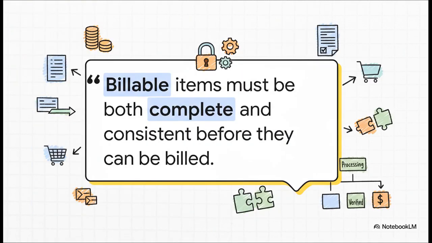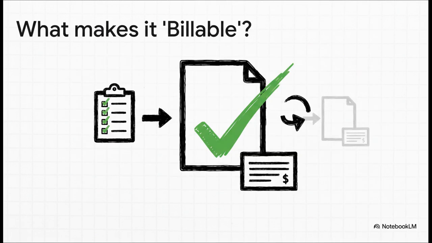Now, the rules to get here are really strict, and for a very good reason. The system demands that these items are both complete and consistent before anything else can happen. Think about it. When you're about to create an invoice, there's absolutely no room for error. So, to earn that billable status, every single required field has to be filled in and correct. No exceptions. At this point, it's ready to be fed directly into the billing machine.